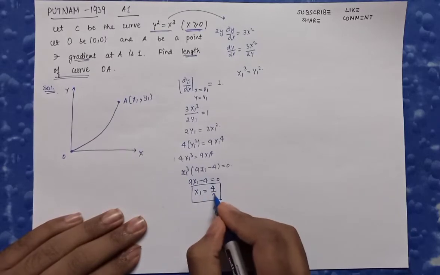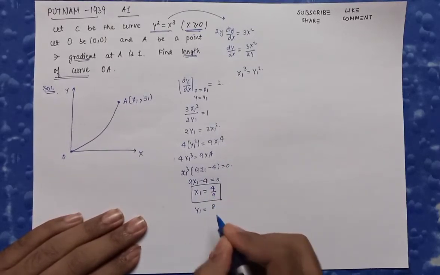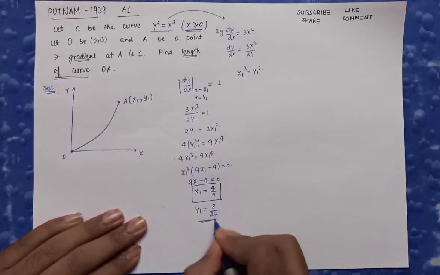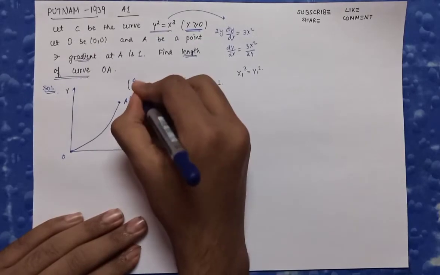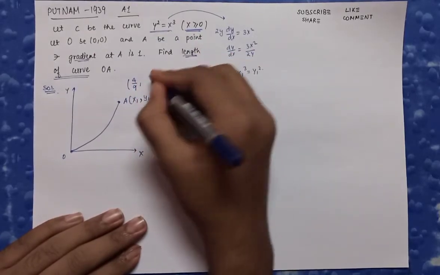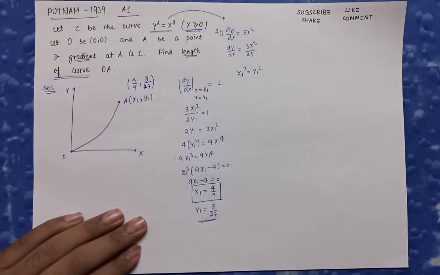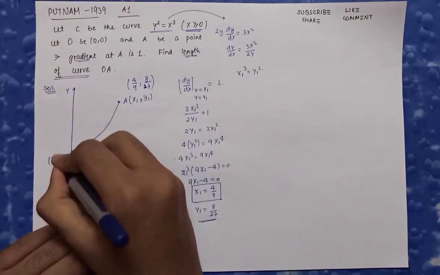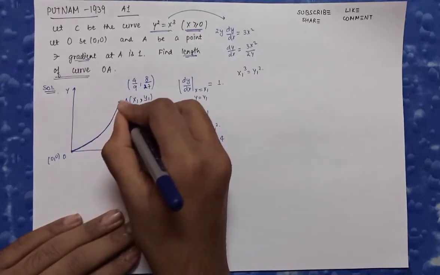Since we have got x1 equals 4 by 9, from this equation we can easily find that y equals 8 by 27. So we have got the coordinates of A, and let's write here 4 by 9 comma 8 by 27, and this is obviously 0 comma 0. Now our task was to find the length of this curve.